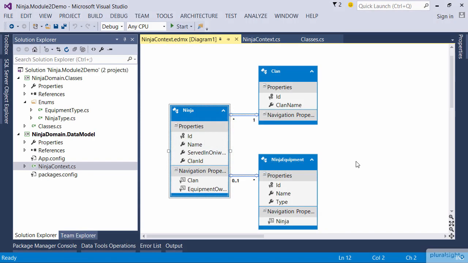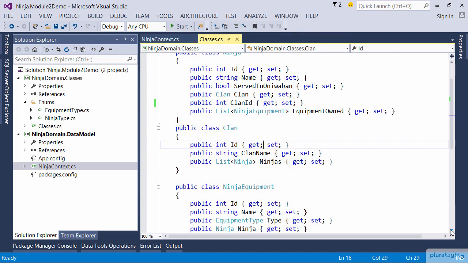But why did Entity Framework interpret those relationships differently? If we look back in the classes, notice that in the Ninja class, I also have a foreign key property for Clan ID. I put that in there because I wanted an easy way to identify the clan if I happen to have the ID without having to worry about having an instance of the clan at my disposal.